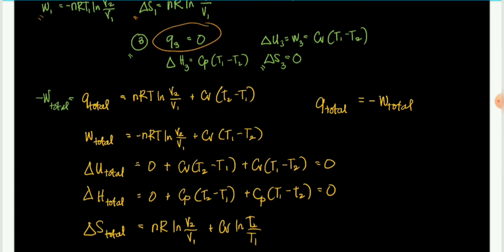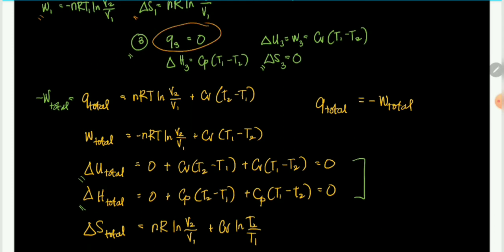Okay? So, for delta U, that's 0 plus CV times T2 minus T1 plus CV times T1 minus T2. That's just 0. Okay? So, 0 ang delta U ng cycle. The delta H of the cycle is 0 plus CP times T2 minus T1 plus CP times T1 minus T2 is equal to 0. So, delta U and delta H of the cycle is 0.